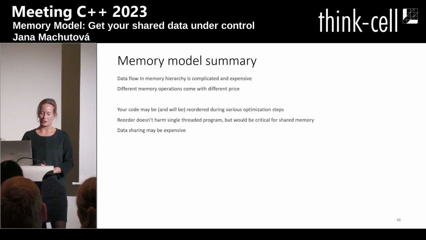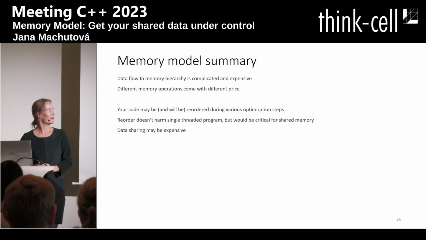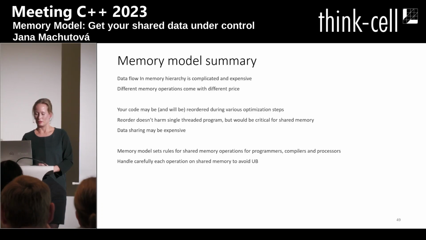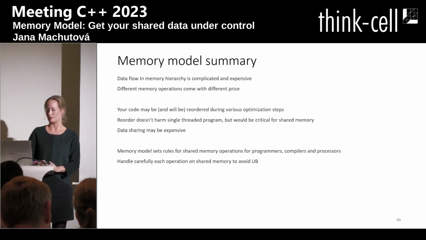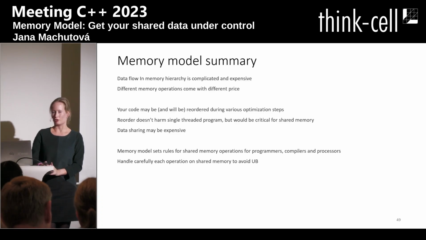So data sharing is really expensive, because using those techniques, doing it correctly, prevents reordering. It prevents some optimizations which may be really important for your code. So a memory model sets rules for how to communicate your intentions of sharing and synchronizing, so the compiler will understand you and won't ruin your work.